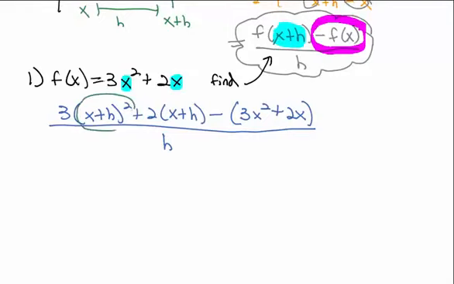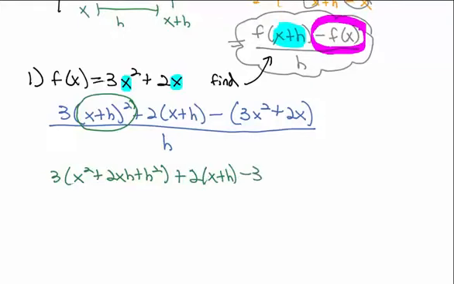Order of operations is going to have us do the exponent first, so that's going to be x squared plus 2xh plus h squared, plus 2 times x plus h, minus 3x squared plus 2x in parentheses for that last bit. And that's going to be important because now we're going to distribute through parentheses. Oops, I forgot the denominator, didn't I? It's all over h.